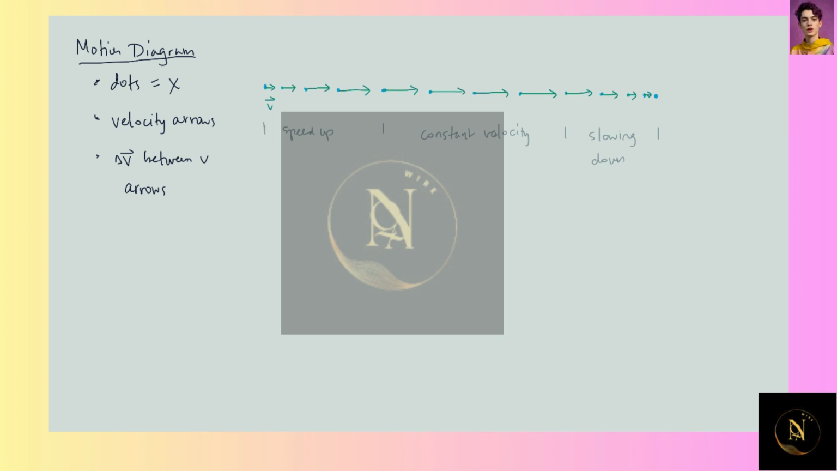There are some methods of making motion diagrams where you would actually connect your position dots with the velocity arrow, but that's not the way that was presented in this textbook.